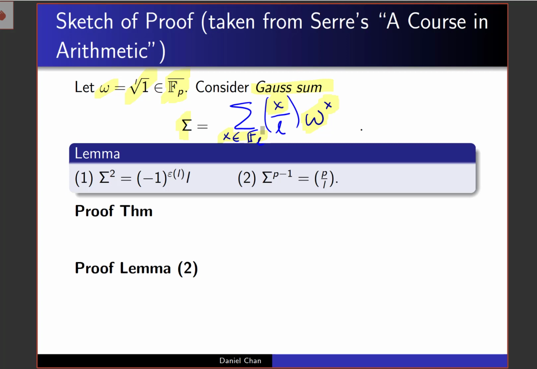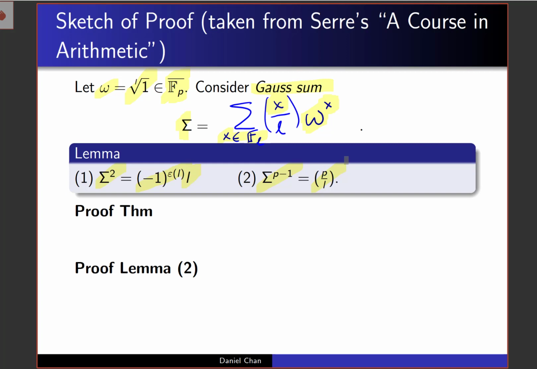What we'll need now are two rather interesting computations, and I've written them down in this lemma. The first one is, what is the square of sigma? The square of sigma gives you more or less L, up to a sign, and that sign is minus 1 to the power of epsilon of L. The other thing that's interesting is that if you want to work out sigma to the power of p minus 1, you get the Legendre symbol (p over L). So that's what you've got there.